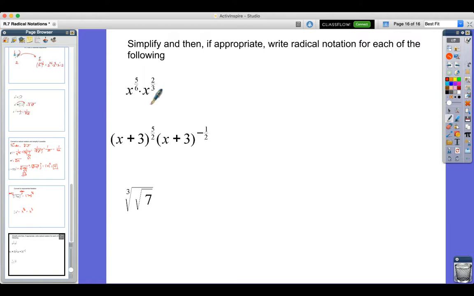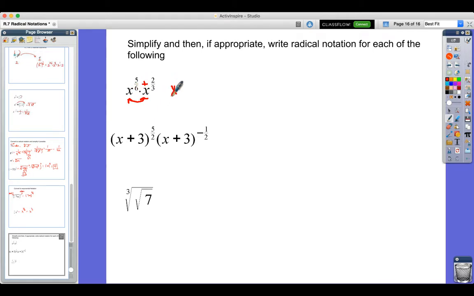This is a perfect example right here. Now, these two are multiplying. The bases are multiplying. When the bases are multiplying, these add up. Our exponents add up. Can we add 5/6 and 2/3 as they are? No. We need a common denominator. In this case, it would be 6.